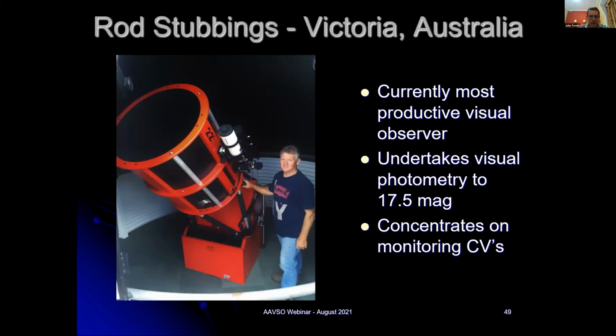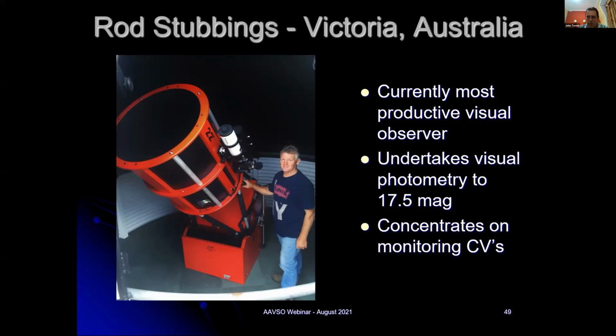In third place, we have Rod Stubbings from Victoria in Australia. And Rod emailed me not long ago, I think it was the 28th of June this year. He told me that he'd reached his milestone of 350,000 observations, visual observations of variable stars. And so he's hit that milestone very recently.